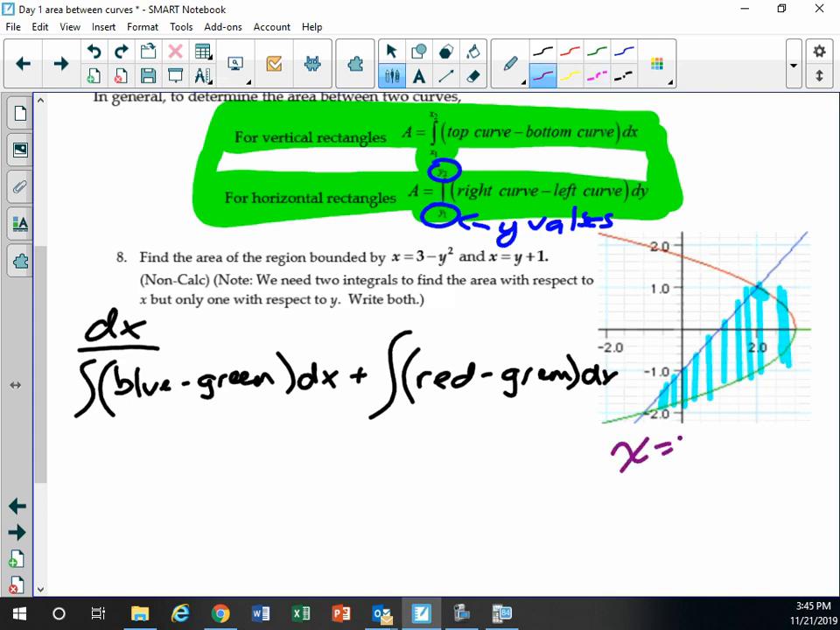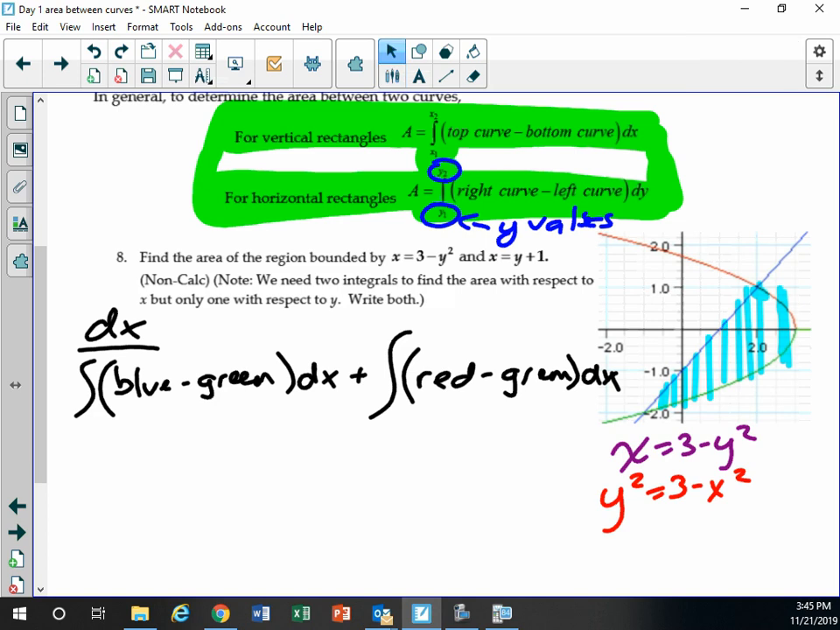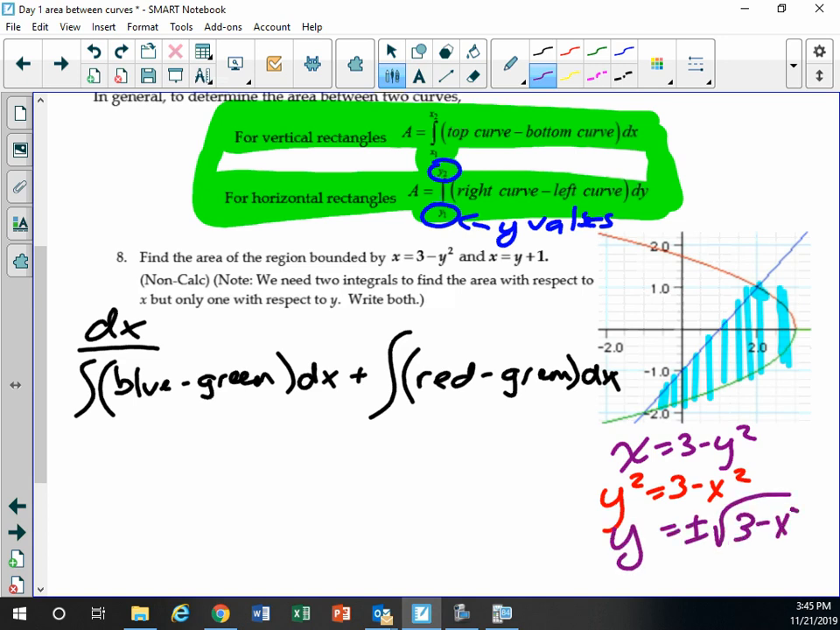I have x equals 3 minus y squared. That's not y equals, and I didn't have y equals if I'm talking about dx. So I'm going to solve this for y. So y squared equals 3 minus x, so ladies and gentlemen, you'll notice that I have y equals plus or minus the square root of 3 minus x.